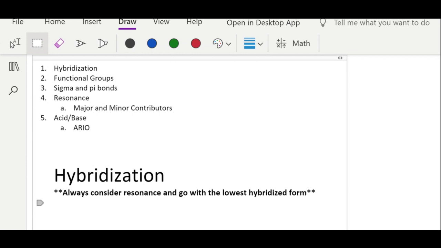Hopefully you guys have seen that example over and over again, because that is one of the most important examples to teach this topic.